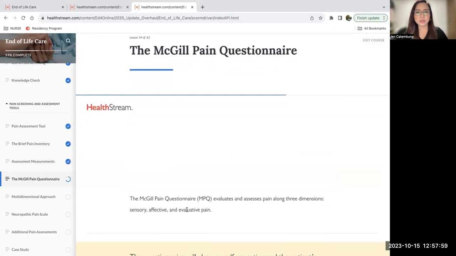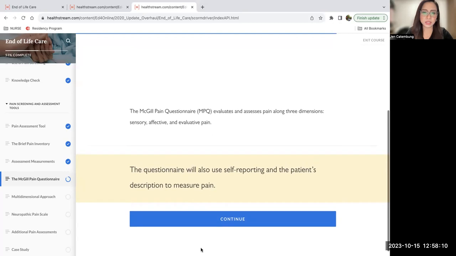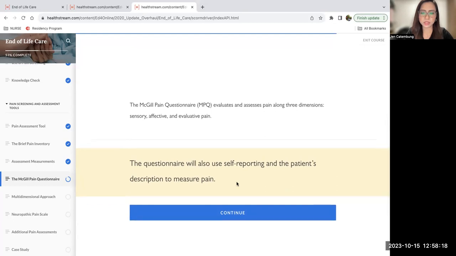Okay, the McGill Pain Questionnaire. The McGill Pain Questionnaire evaluates and assesses pain along 3 dimensions: sensory, affective, and evaluative. The questionnaire will also use self-reporting and the patient's description to measure pain.